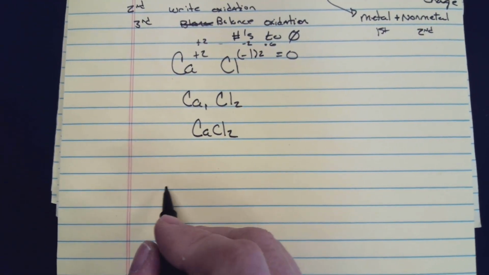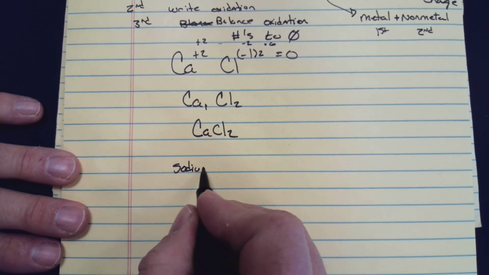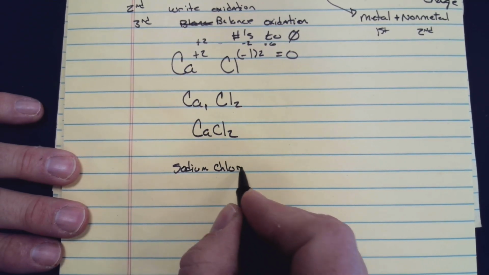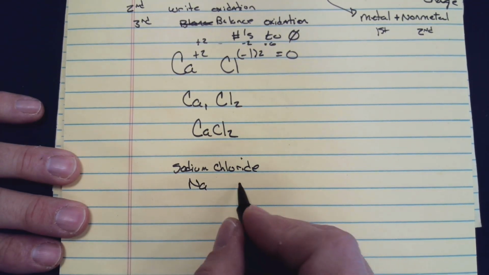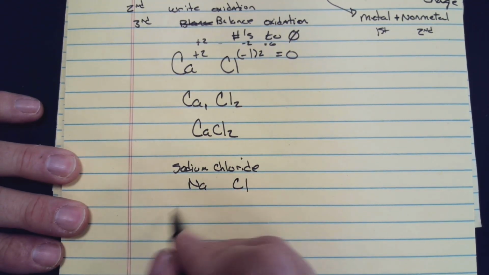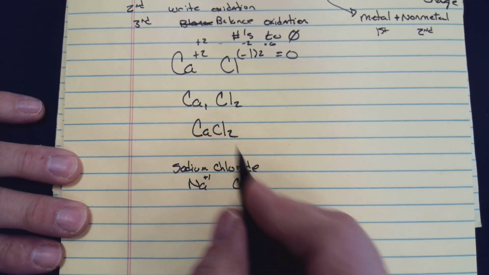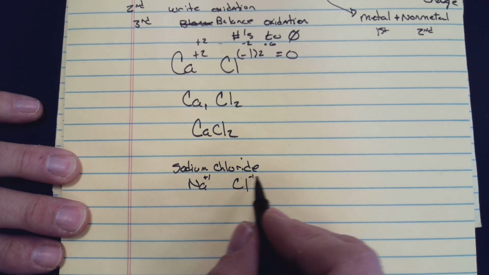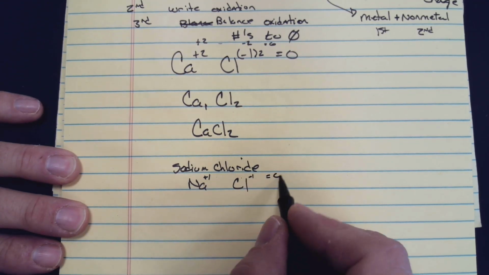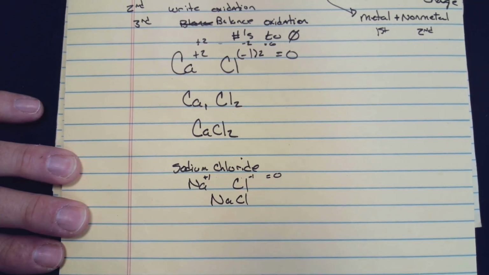Let's look at another one. We can do a simple one, like sodium chloride. We write the symbols. Sodium is in the first column. Everything there has an oxidation of +1. Chlorine, everything in that column is a -1. +1 plus a -1 equals 0. So there's my chemical formula.